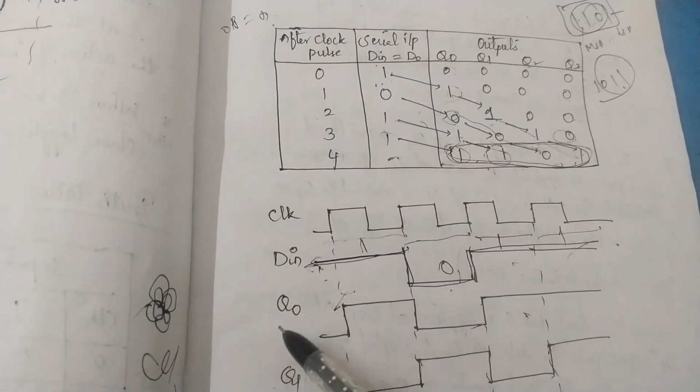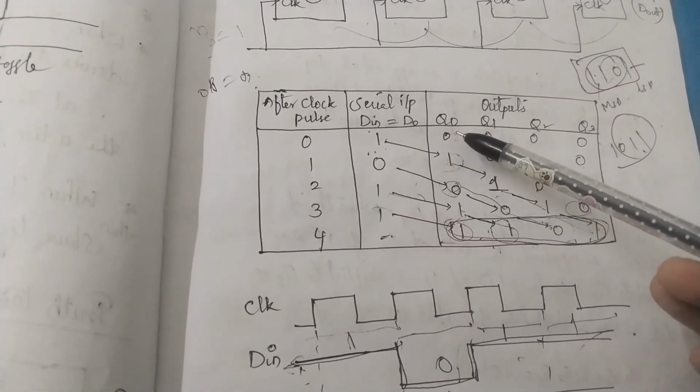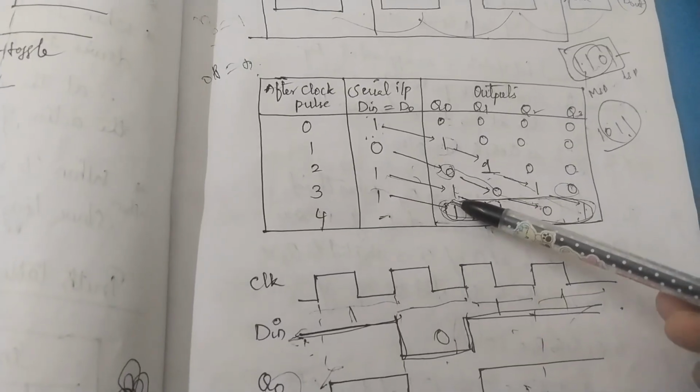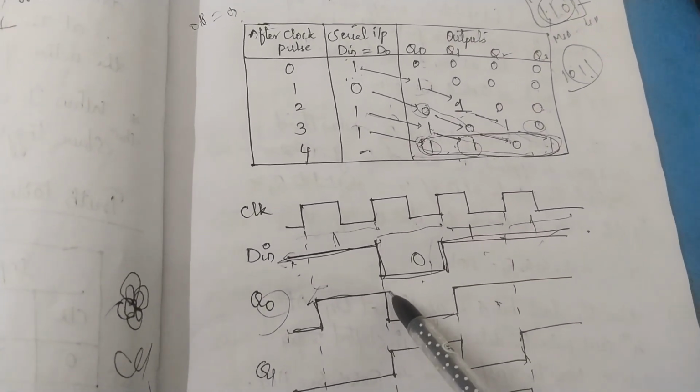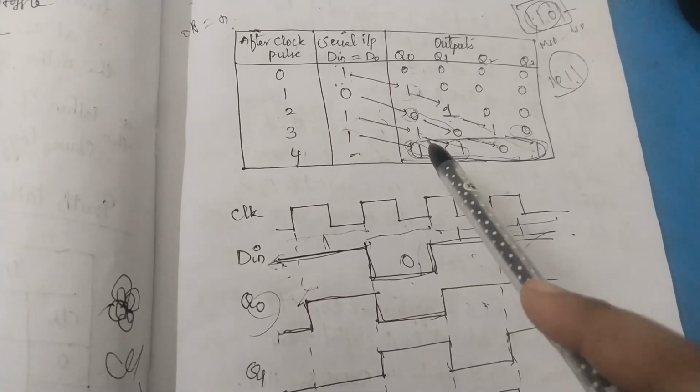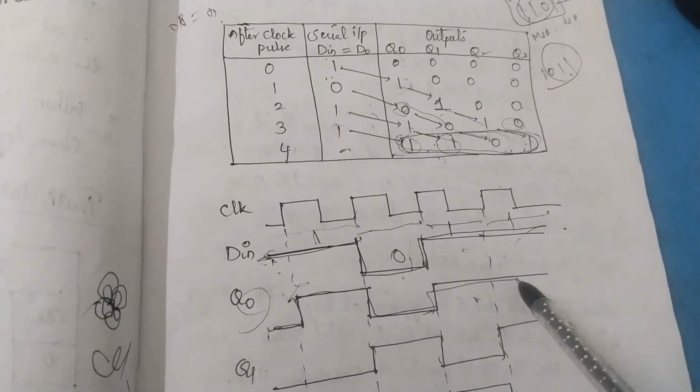For this 1011, what is the Q0 output status we have got? Q0 we have got 0 1 0 1 1. So for the first clock pulse we have 0, and for the next clock pulse we have 1. Next we have 0, and next we have 1 and 1.